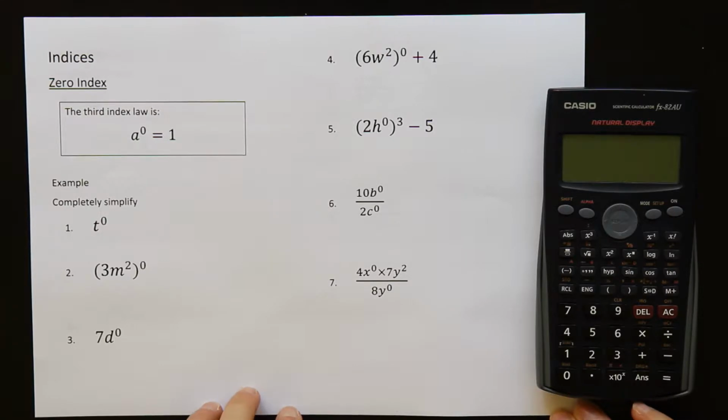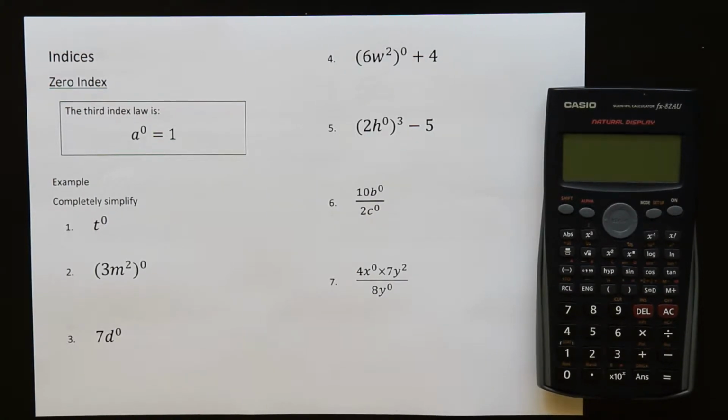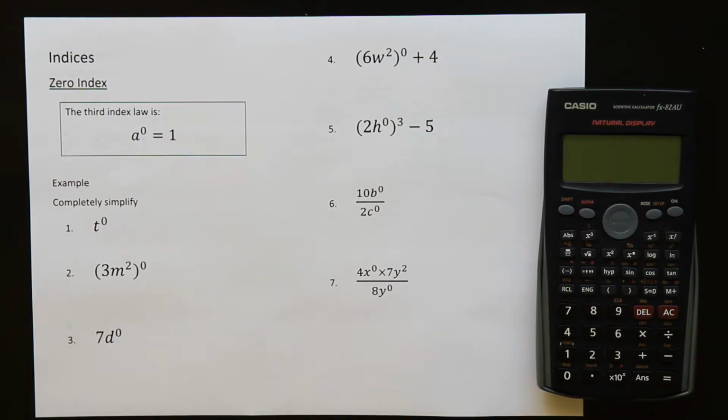The third index law is the zero index. Anything with a power of 0 is equal to 1. It sounds like a really nice simple law, but it actually seems to be something that a lot of people forget about, so it is an important one to practice. So let me show you how this works.